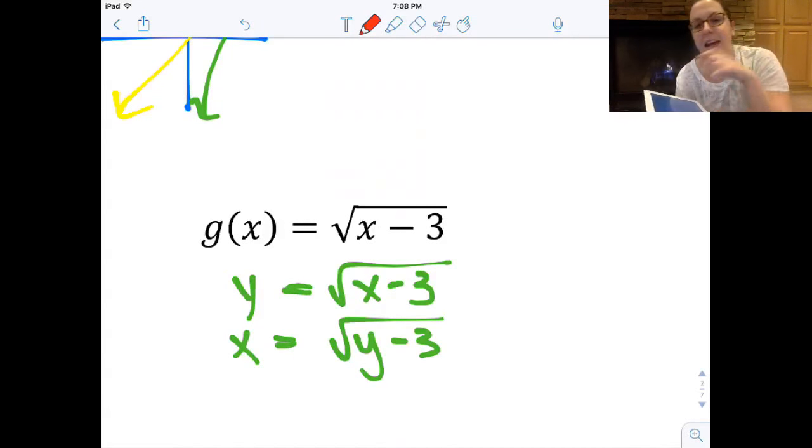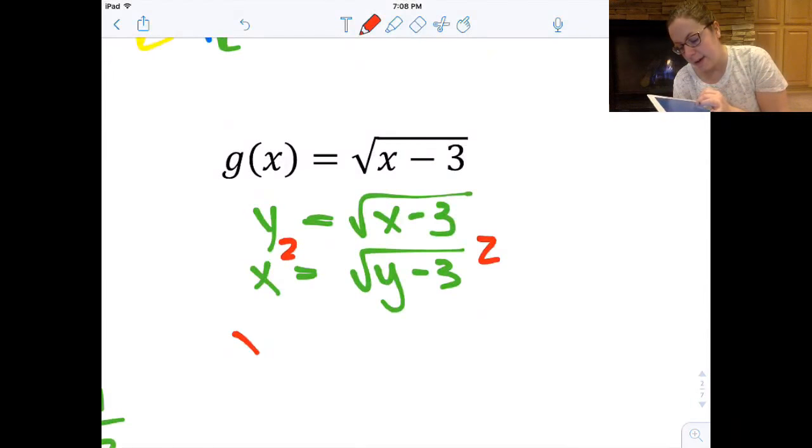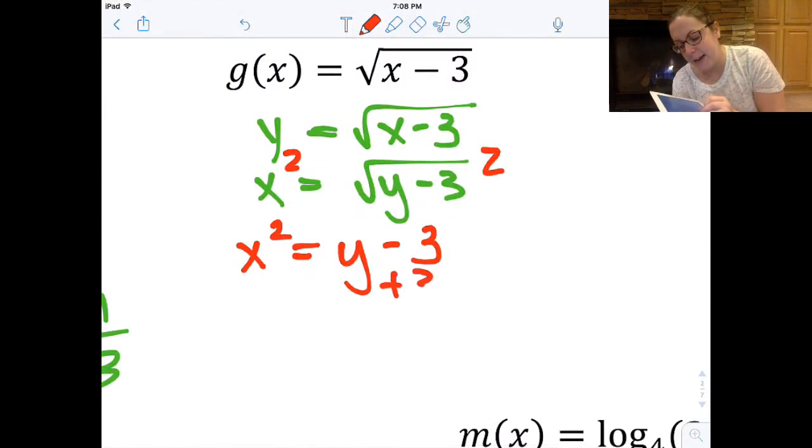So now I've got x squared equals y minus 3. Add 3 to both sides. And instead of writing y, I'm going to write g inverse equals x squared plus 3.